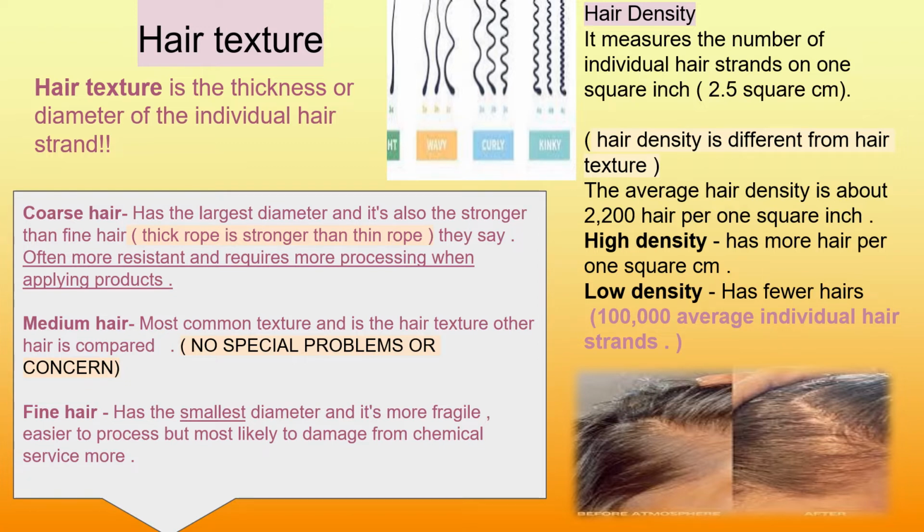Medium hair is your most common texture and doesn't have any special problems or concerns. Fine hair has the smallest diameter. It is more fragile and easier to process, but more likely to be damaged from chemical services.